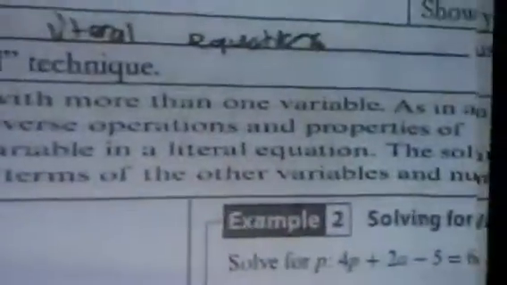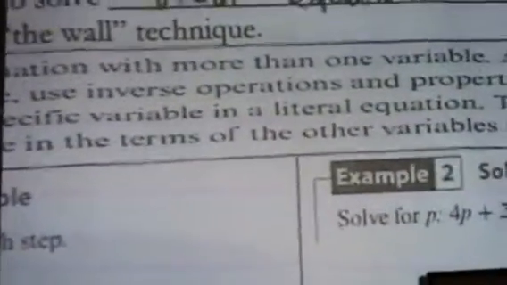Our objective, we're on lesson 29. Our objective says I will be able to solve literal equations using inverse operations, the order of operations, and the wall technique. So basically we're using skills that we've been doing with all of the equations in lesson 26, 28, and 23.